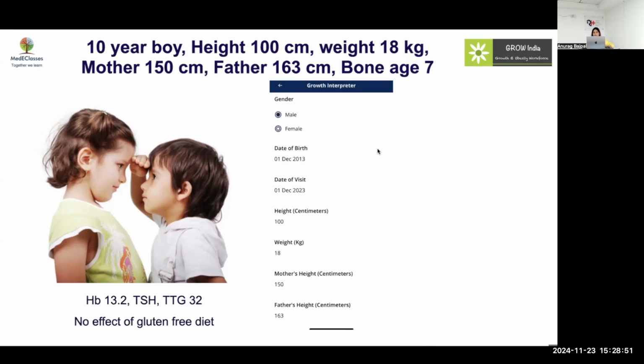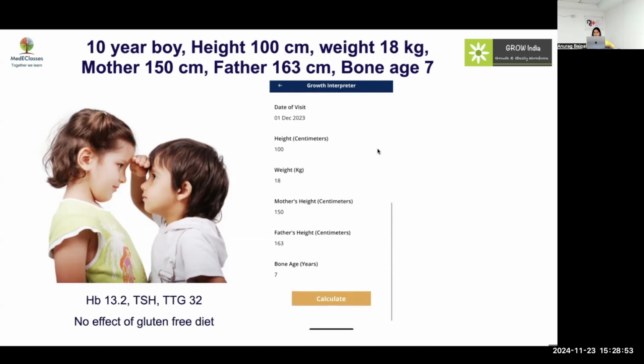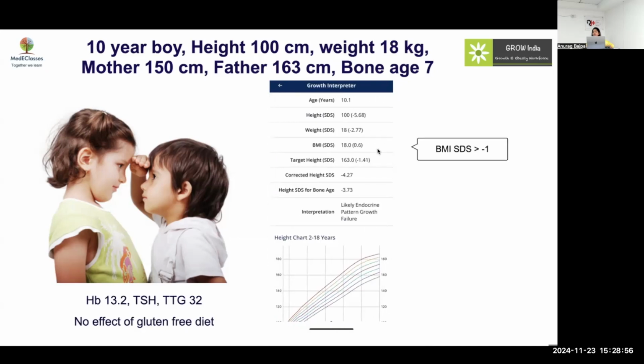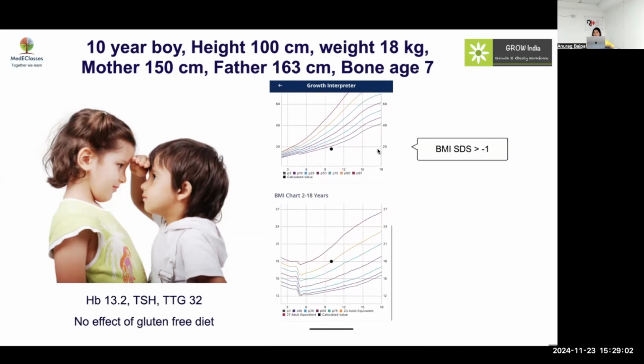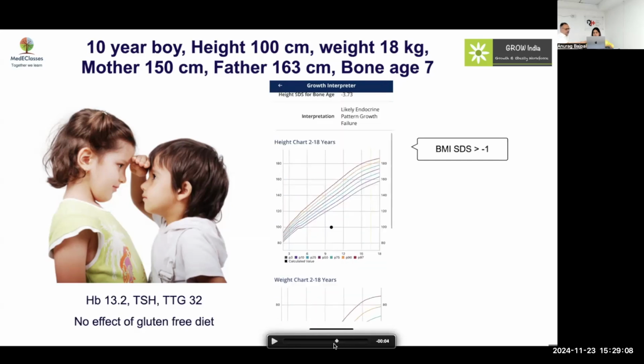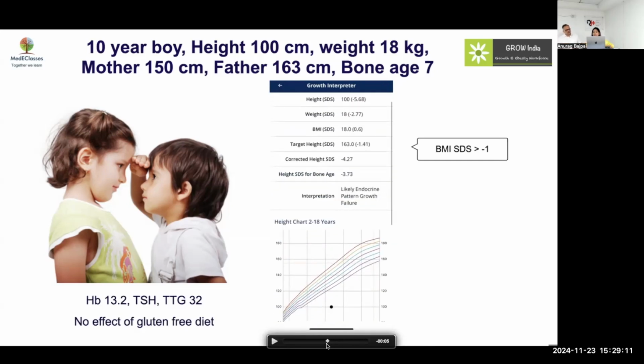If we put all the data in the interpreter and look at the BMI, it is more than minus 1, it is 0.6. So it is not fitting the criteria of a nutritional pattern. The corrected height is minus 5.68, and the corrected height SDS is minus 4.27. So this patient lies in the endocrine pattern of growth failure, not the nutritional one. BMI of 0.6 again suggests an endocrine pattern. So definitely this is not a case of celiac disease.